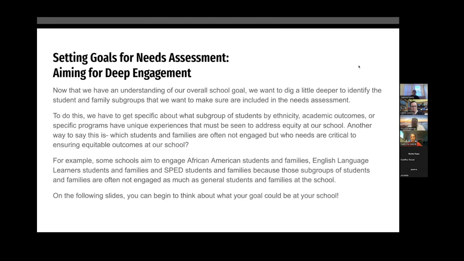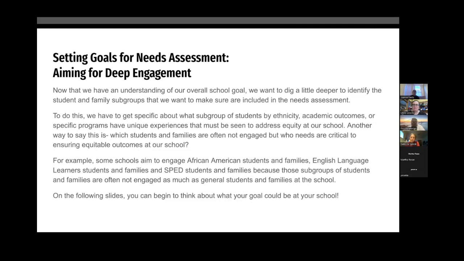So that could mean you're looking at subgroups by ethnicity. You could be looking at it by academic outcomes. You could be looking at it by specific programs, right? Ultimately, you know your school best, and you know what stakeholders typically don't get engaged.